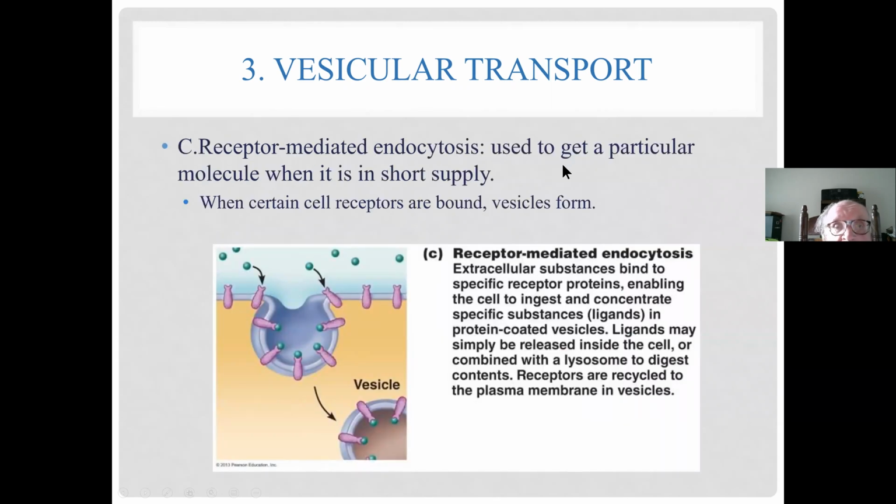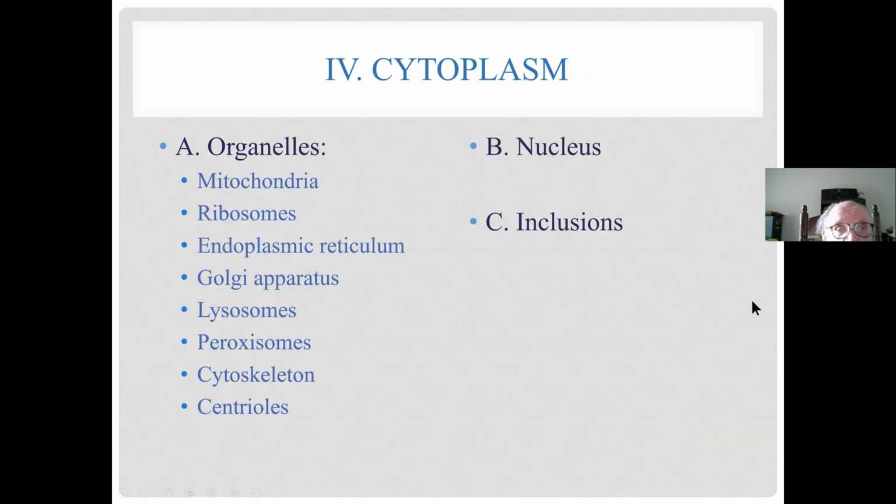Then we can have receptor-mediated endocytosis. If a cell needs a particular substance, it has a receptor for it. Here's the substance, here's the receptor, and through its interaction with the receptor, that substance can be brought into the cell. So that's transport. There is diffusion, facilitated diffusion, osmosis, filtration, active transport, and then ways to bring things into the cell or push them out.